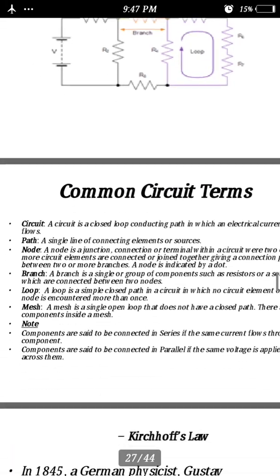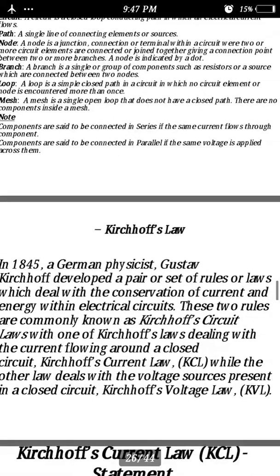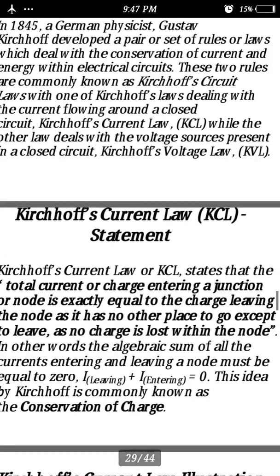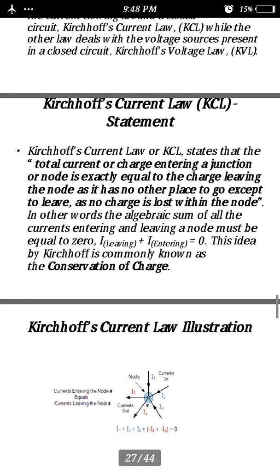There are two laws, Kirchhoff's current law and Kirchhoff's voltage law. The statement of Kirchhoff's current law: Kirchhoff's current law, also called KCL, states that the total current or charge entering a junction or node is exactly equal to the charge leaving the node, as it has no other place to go except to leave. As no charge is lost within the node, the sum of entering current equals the sum of leaving current.